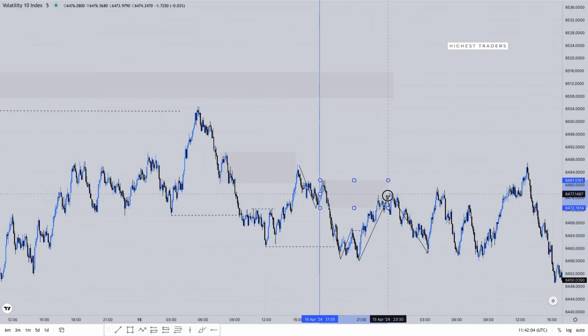Price then went there and gave us an entry right there. I took the entry, but I ended up closing at break even because when price started interacting with the previous swing point, and this is based on my trade management, I always go to break even. So I took break even on this trade, and then from there we just have to chill and wait for price to do something significant.